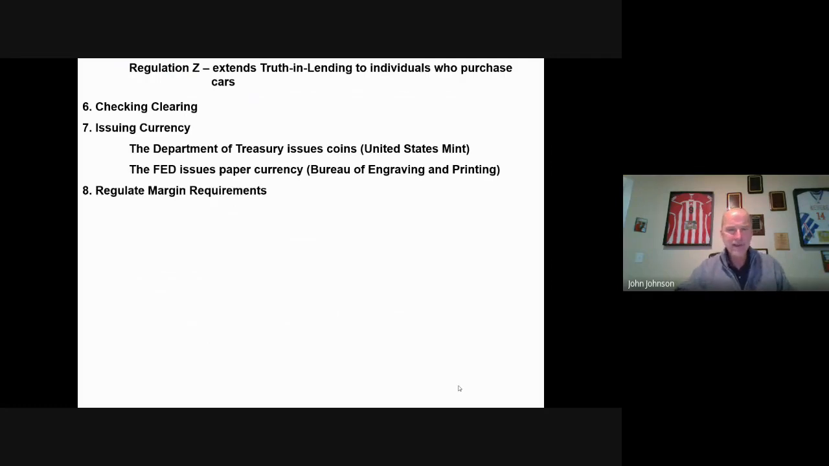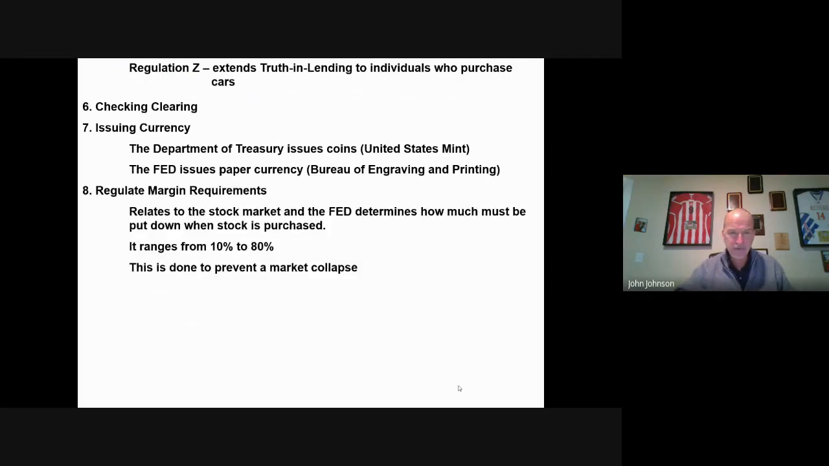Okay. They regulate margins, and I'm going to click through this and talk about it really quick. Here's what a margin is. A margin, for all practical purposes, is a down payment when you buy stock. So the Fed determines how much the margin is going to be. If you buy $100 worth of stock and the margin's 10%, you must pay $10 up front, and then you get the stock. And then you could get loans on the rest of it. Or maybe they'll go up to 80%. So out of the $100, I owe them 80 up front in order to get the stock.